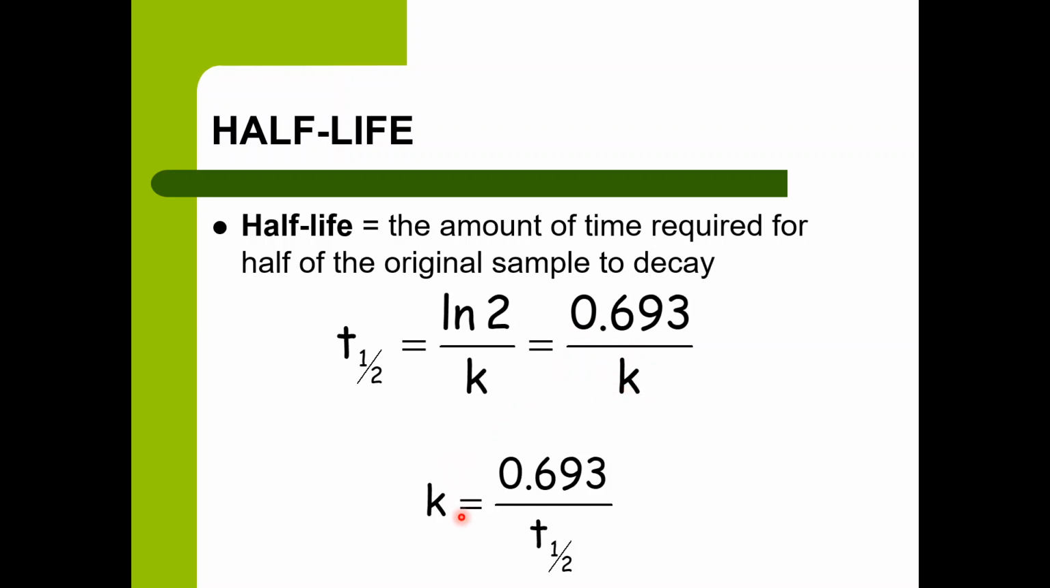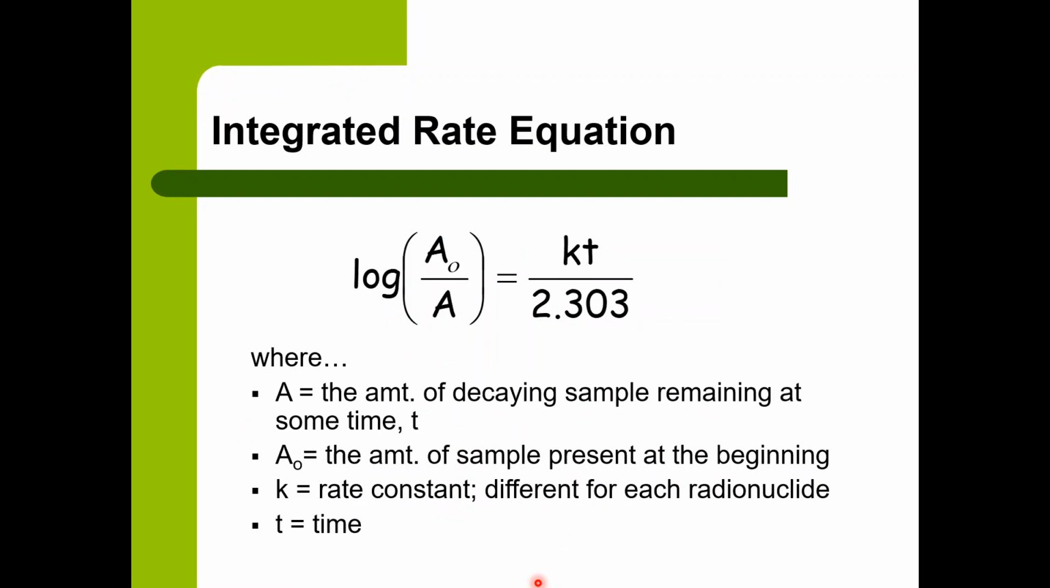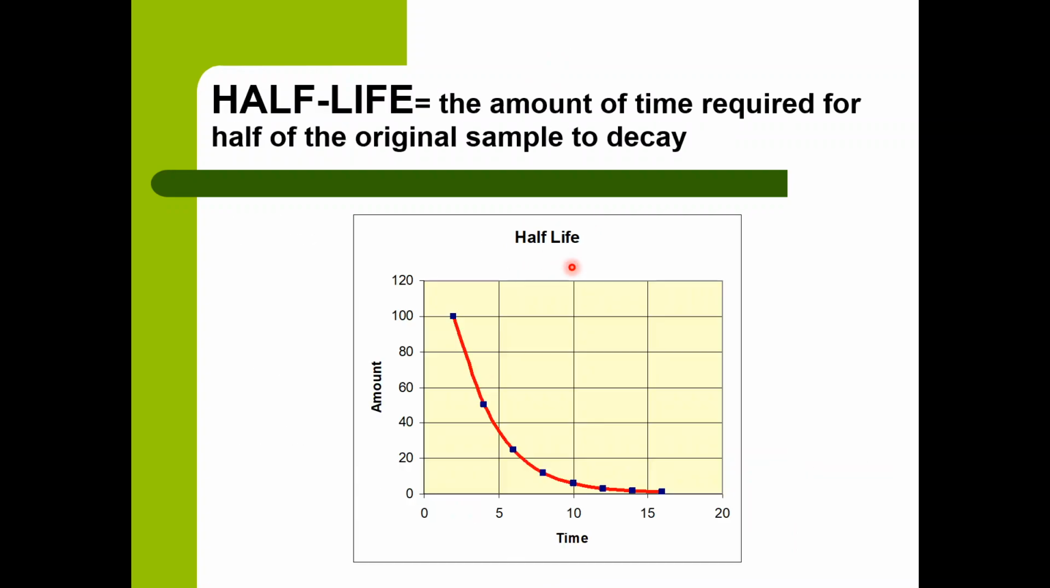So, to find the k of any element that is radioactive, what you have to do is put that number over the half-life, and that's how you figure it out. So, half-life is just a part of that formula. You have to do all of what I showed you before to get this K right here.